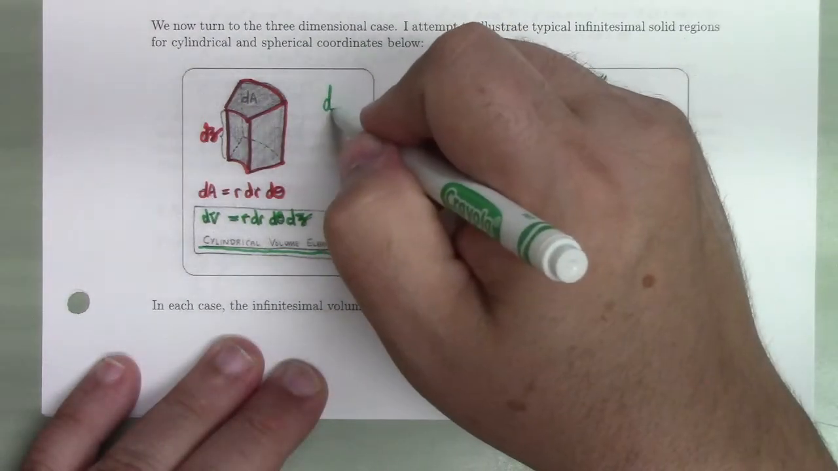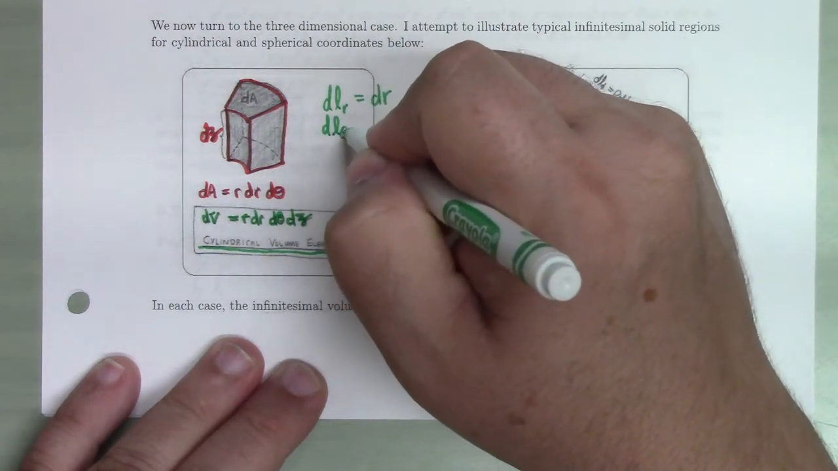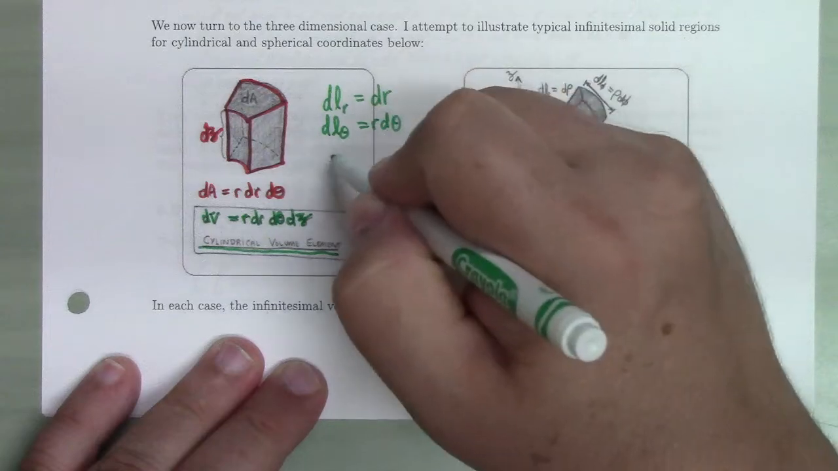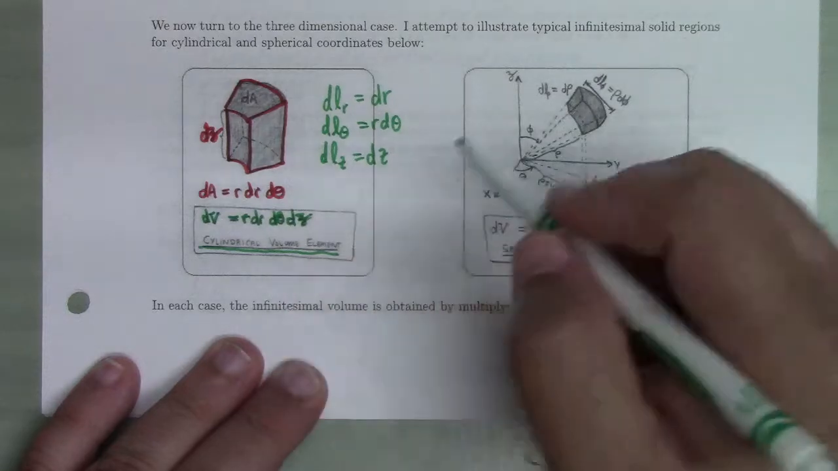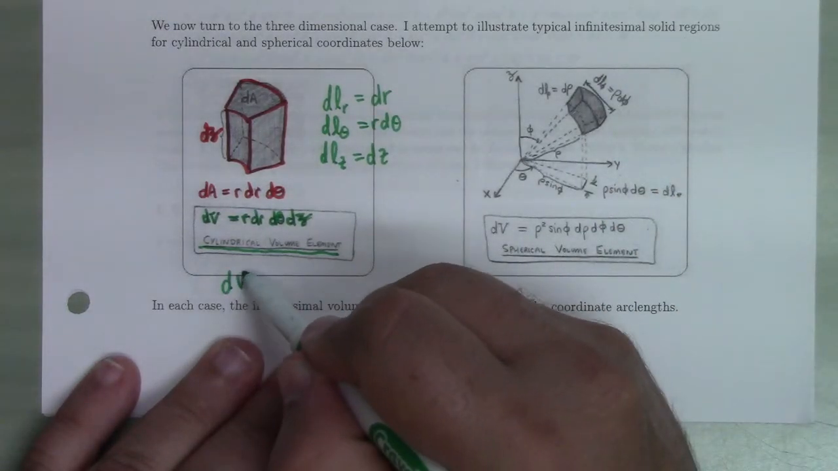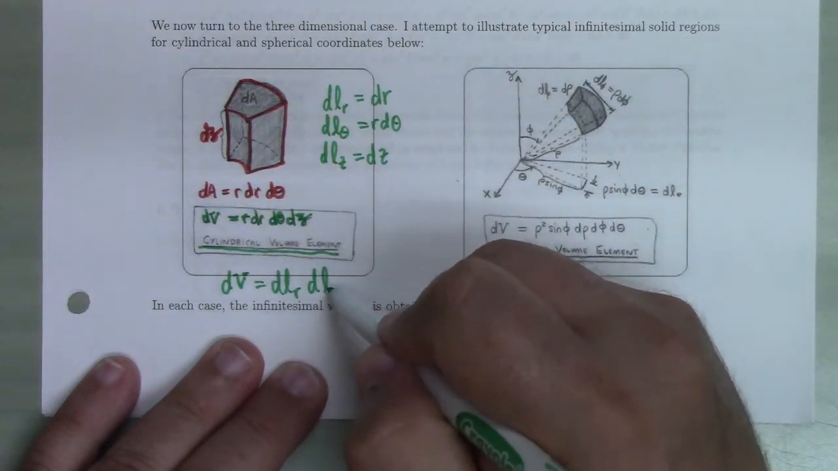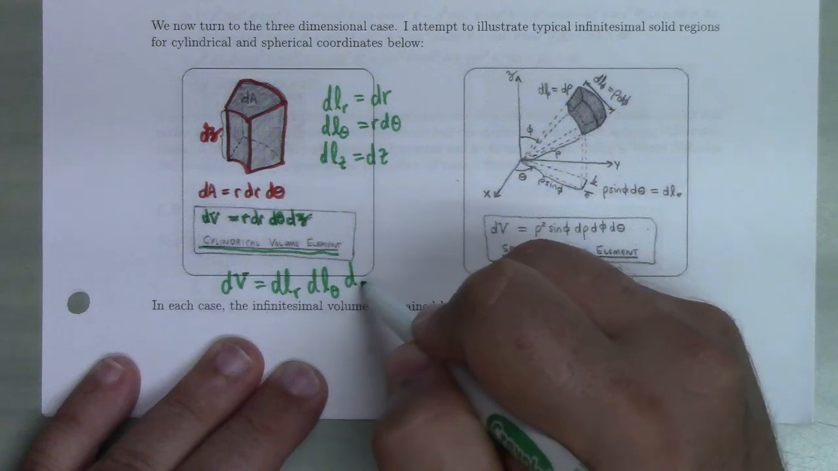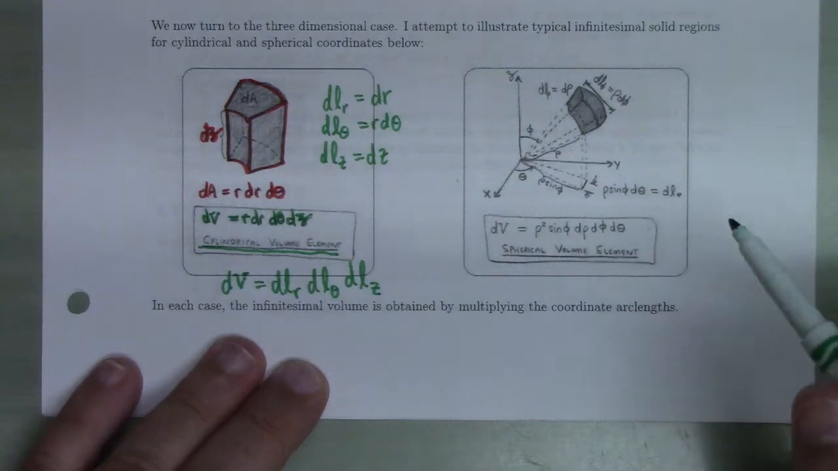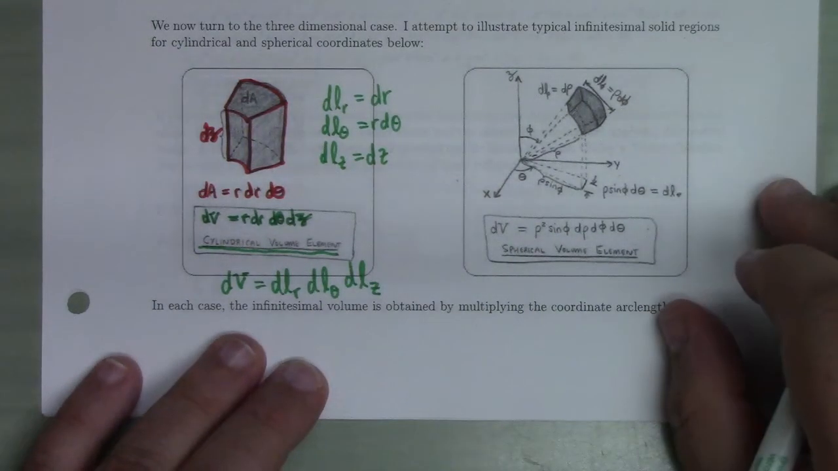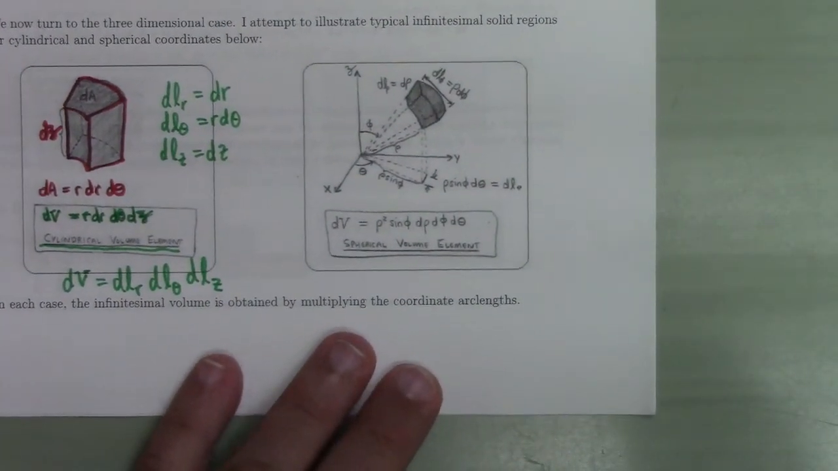In this case, dl sub r is dr. The infinitesimal length in the theta direction is r d theta. The infinitesimal length in the z direction is dz. So as a general point, in this way of thinking, your volume element is the product of the infinitesimal lengths in each of your coordinate directions. This works as long as the coordinate directions are what are called orthogonal, and that's exactly what we have up here. Now over here it gets a little busy, so I'll zoom in a bit.